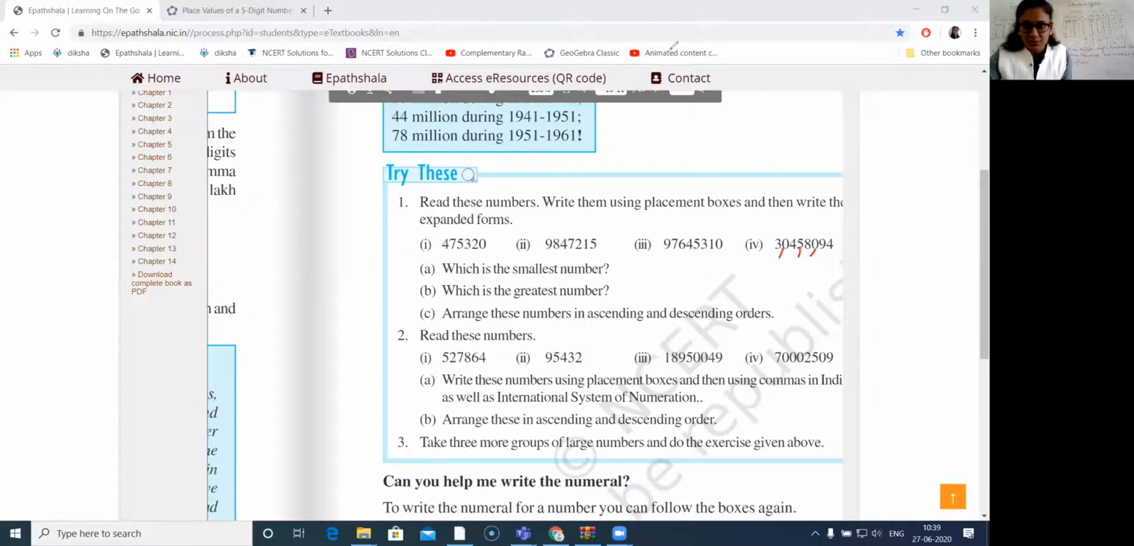So I'll just remove the annotations. So you could write the number names for these 4 numbers given. Oh, I think we forgot the international system. Okay, we will take the international system again now.